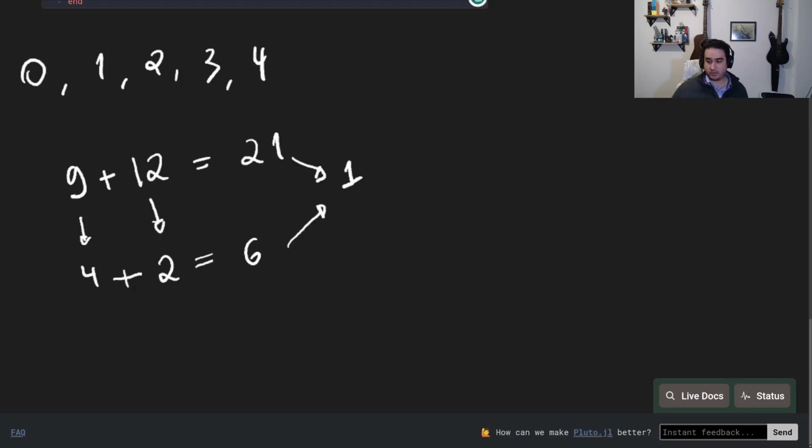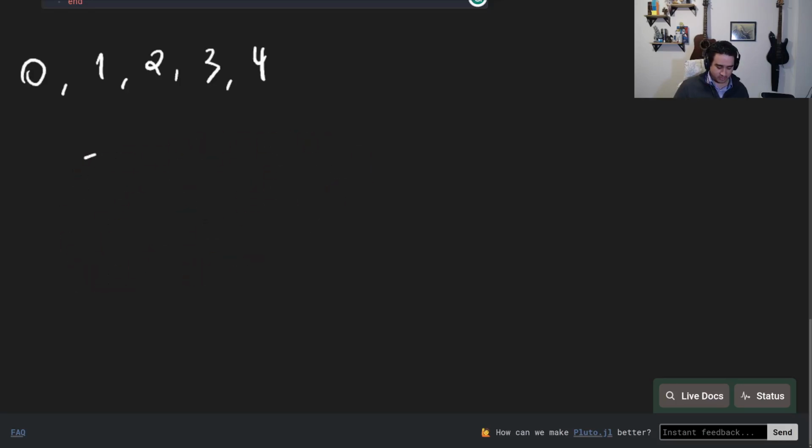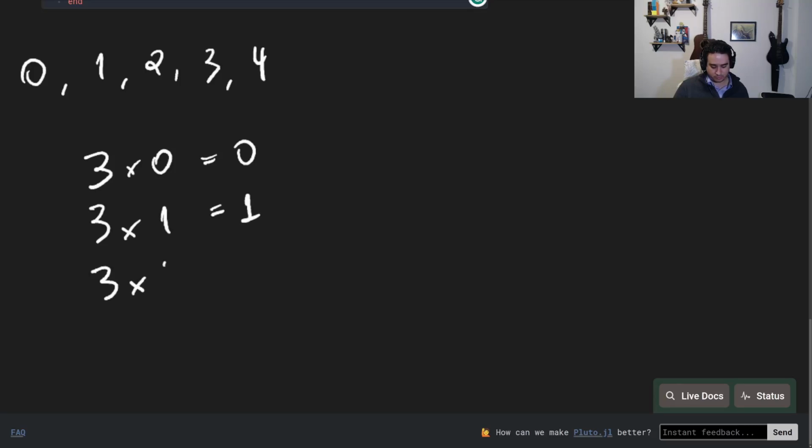The fun part is that not only sum works, you can also do subtraction. So addition and subtraction are essentially the same, but more interestingly, you can do multiplications and divisions. So let me erase this here and consider a number such as 3. So 3 times 0 is 0. Nothing interesting there. 3 times 1 is 1. 3 times 2 is where things start to get interesting. So this is 6.